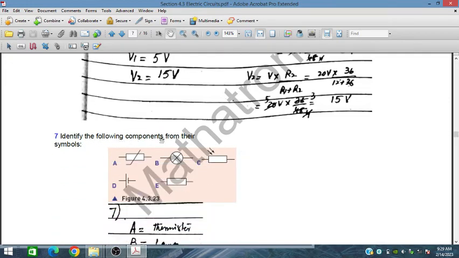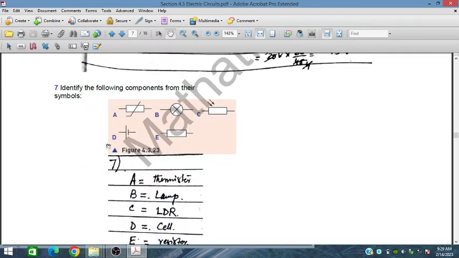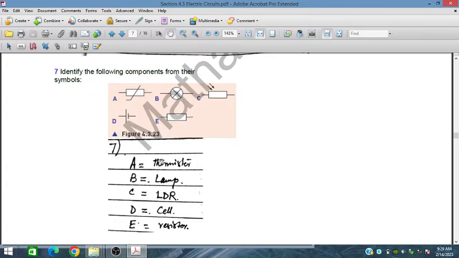Identify the following components from their symbols. So A is a thermistor, B is a lamp, C is a light detecting resistor, this is a cell or a battery, and this is a simple resistor.